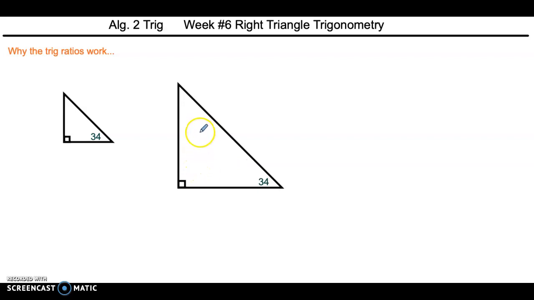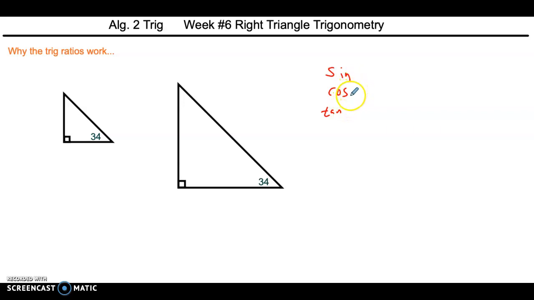And so that's what we're dealing with. These sides are proportional. It doesn't matter what the actual side lengths are, they're always proportional to each other. And that's what gives us our trig ratios. When we talk about the sine ratio, cosine ratio, tangent ratio, they are just a ratio of two sides. It doesn't matter what the actual lengths are, the ratios are always the same because these triangles are proportional to each other. So that's the real quick explanation of how the trig ratios work.